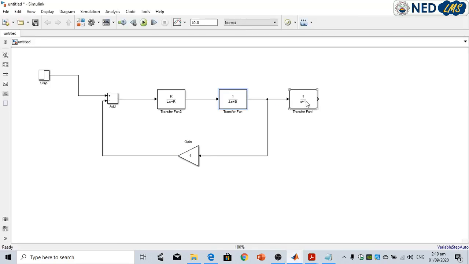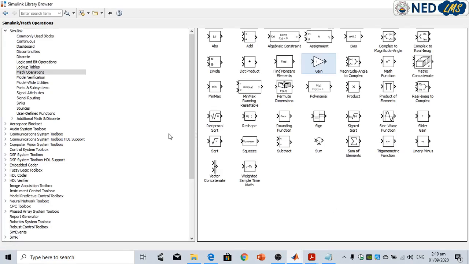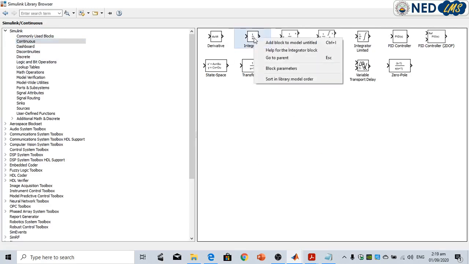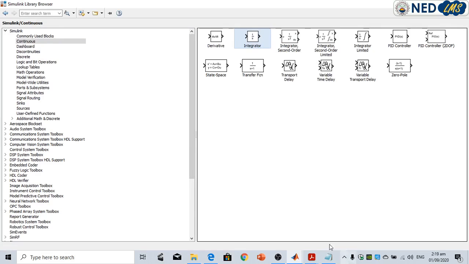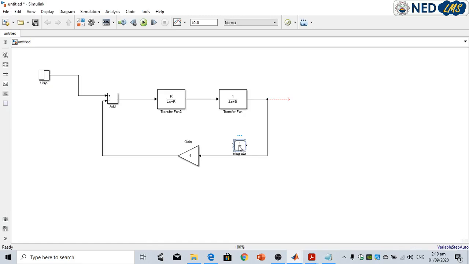Finally, this block. Okay, here we need an integrator, therefore delete this one. Again, go to library. In this library, in the continuous section, we have an integrator. Okay, add to our Untitled model, connect this one.